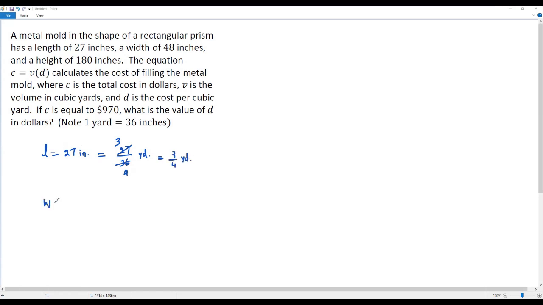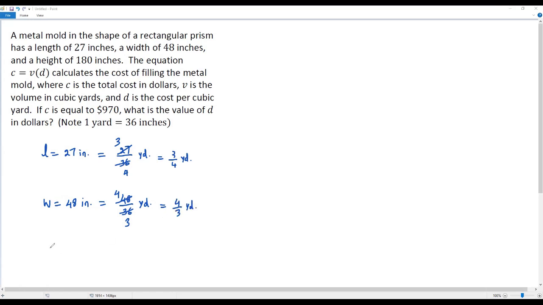Now let me take the width of the prism, that is 48 inches. Let me write it over here, 48 inches. Let's convert this to yards. For that, we divide by 36. The greatest common divisor of 48 and 36 is 12. That is, 12 goes into 48 4 times and 12 goes into 36 3 times. So I am getting 4 over 3 yards.